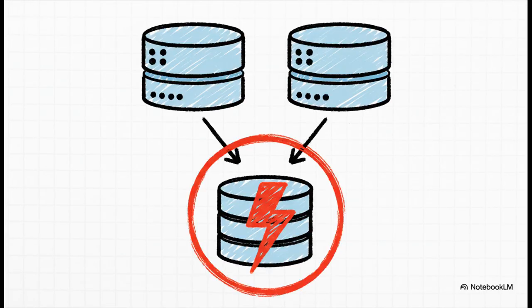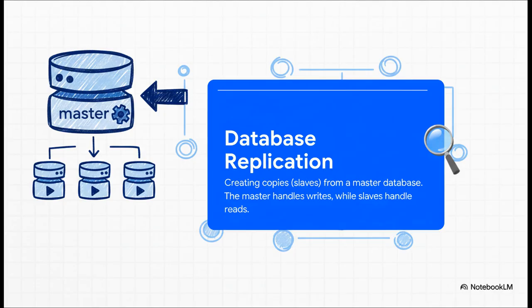Okay, so we've solved the web server problem. But all we've really done is reveal the next bottleneck. See, both of our web servers are still hitting the exact same single database. And if that database goes down, guess what? The whole system is still dead in the water. The solution here is something called database replication.